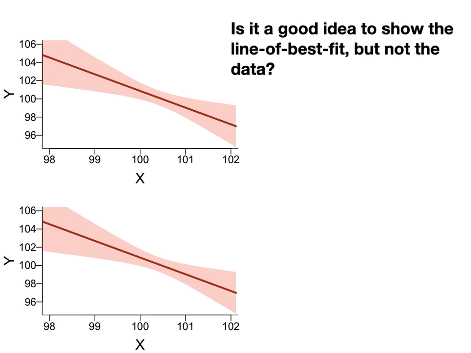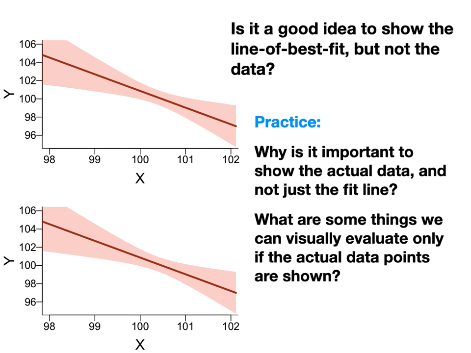Okay, so more examples of this first principle. Something that you can see more and more often these days, I found, is graphs where what's shown is the line of best fit, but not the data. Is that a good idea? We should be wary. I think we should be suspicious of times where the author shows us the line of best fit, but not the data. One thing we can do in Zoom is talk about why. Think about for yourself, why is it important to show the actual data and not just the fit line?